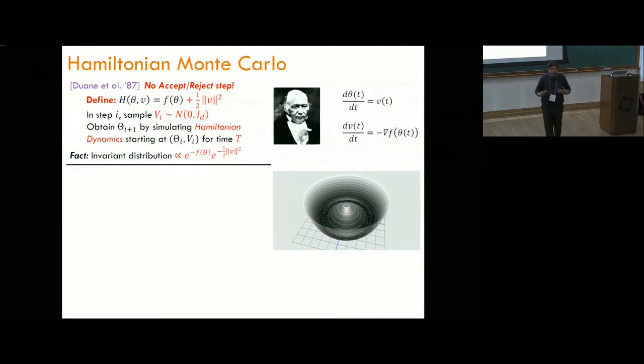And so if you could sample from this distribution, then after some time you just ignore the velocity and just output the position because it has the right marginal. You can see that. E to the minus f theta was what you're looking for.